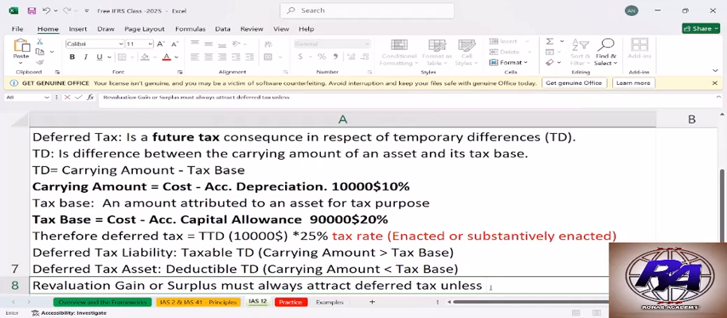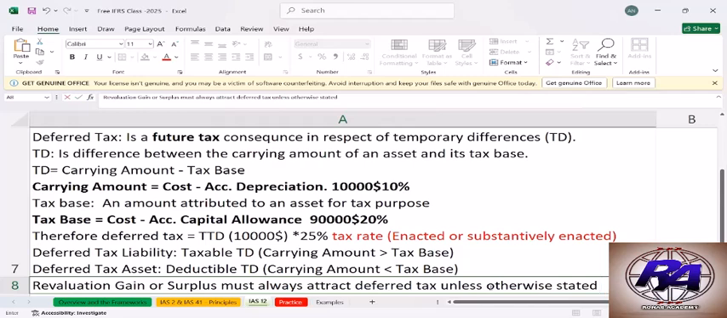So don't forget, revaluation gain or surplus must always attract deferred tax unless otherwise stated. Alright, so on these notes, we are done with IAS 12. What is left is for us to solve questions. So let's solve some questions.